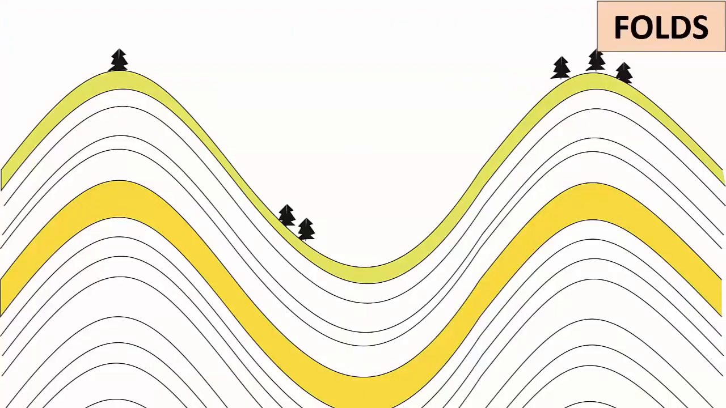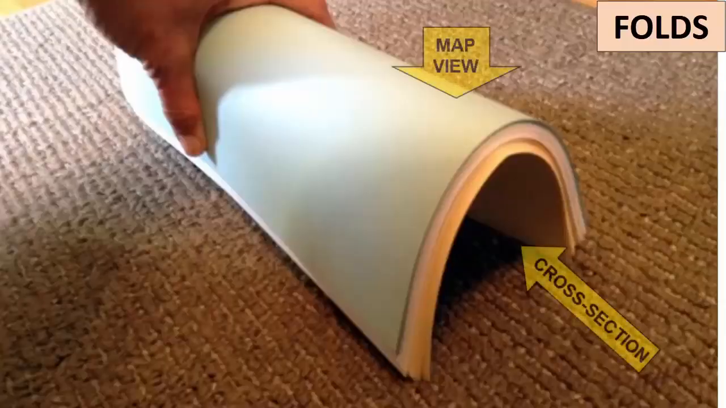Now let's move on to folds. Folds occur in layers of rocks that were originally laid down horizontally but have since been deformed plastically. We classify folds based on their shape relative to the surface of the Earth. To classify these folds correctly, we have to see the fold from the surface and from the side, both a map view and a cross-sectional view. To see both of those in the same picture, we call it an oblique view.